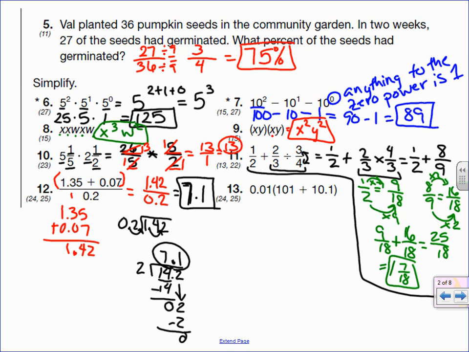Number 13, the first thing that we need to do is parentheses, because that's what the P in Please Excuse My Dear Aunt Sally stands for. So we're going to add 101 plus 10.1. 101 plus, the decimal point for this one would be here since it's not shown, 10.1, and then I'll put a placeholder 0.